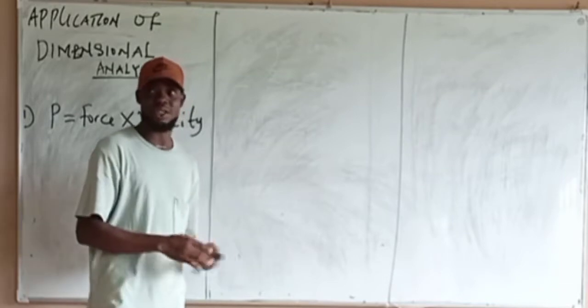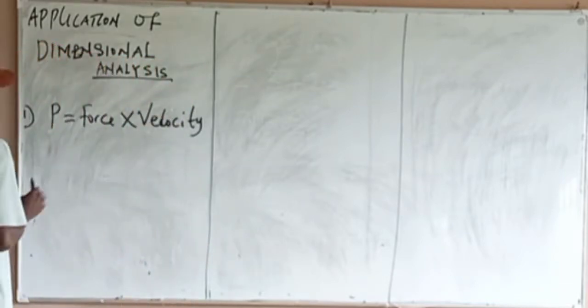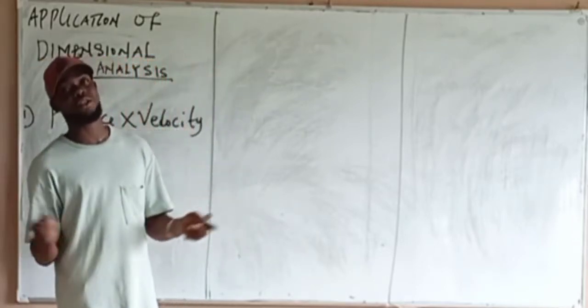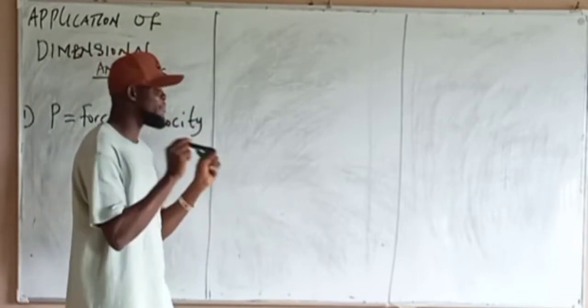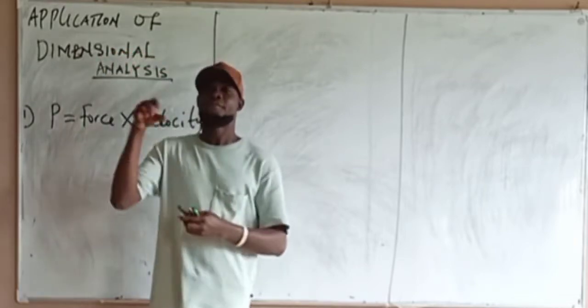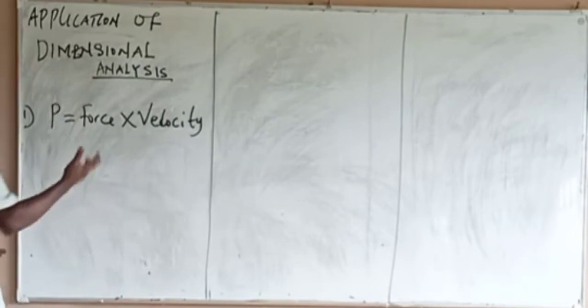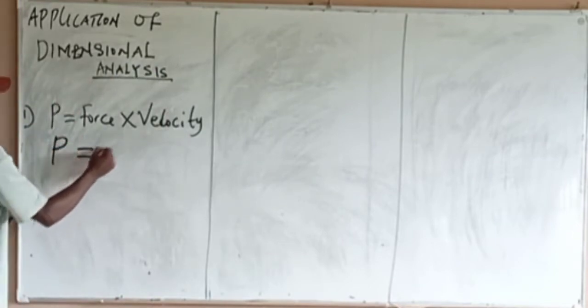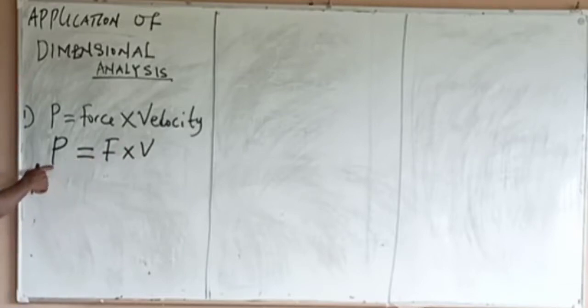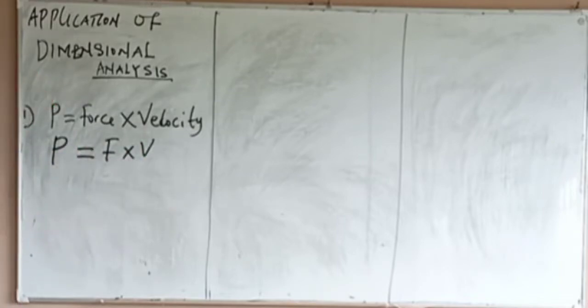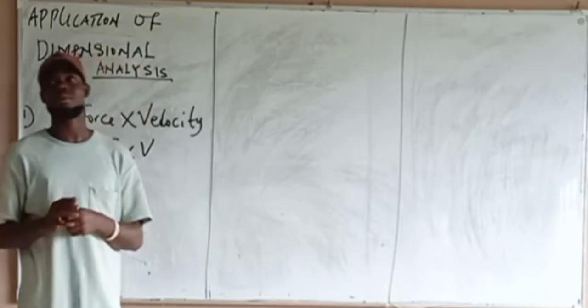So let's check whether the equation is actually correct. If you want to check whether a particular equation is correct from dimensional analysis, it's a very simple thing. You have to know the dimension of each of the physical quantities present in that equation. We have P equals force times velocity: power equals force times velocity. This one is not pressure, this one is power, this one is force, this one is velocity. You must know the dimension of each. Then you simplify both the left hand side and the right hand side to check if the dimensions of both sides are the same at the end.